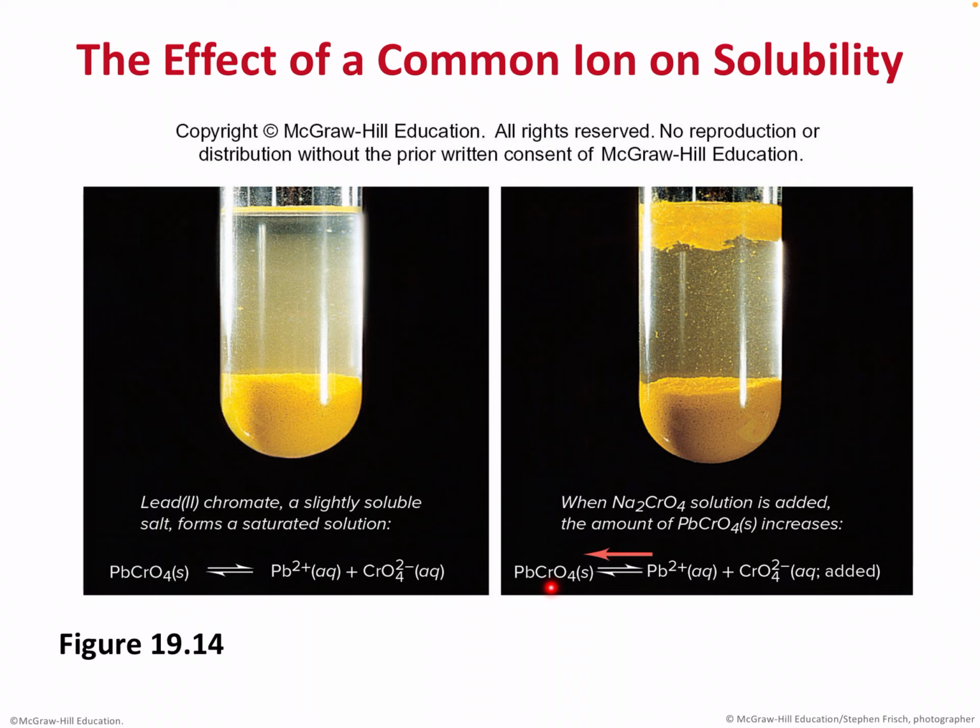So what happened? You are making more of the lead chromate, so the solubility will decrease. The amount of lead chromate will increase. So by adding a common ion, you can see how the solubility decreases as well as the reactant amount increases.